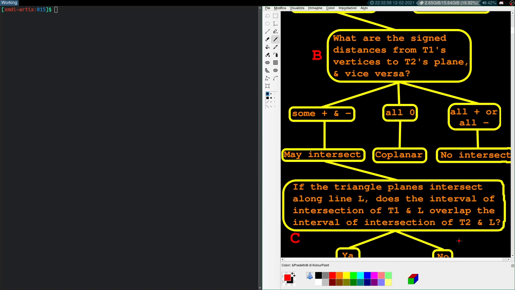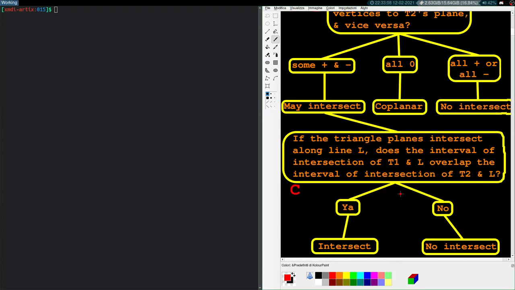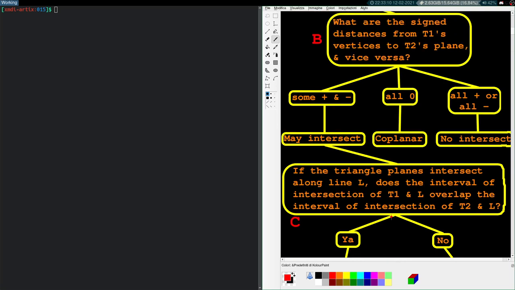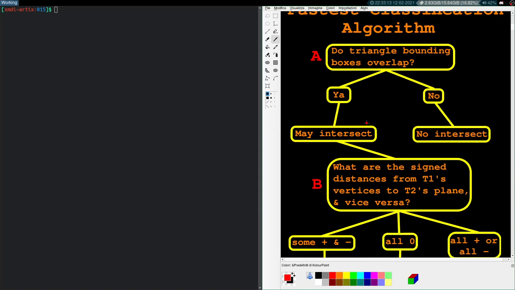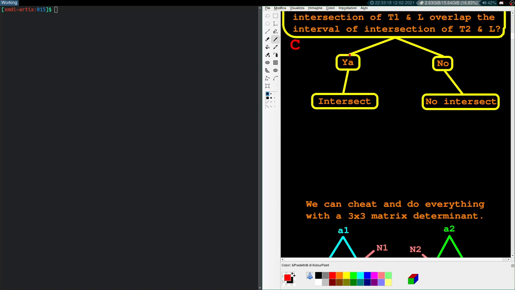And these three steps are set up in a way that you can filter out most of the cases with the least amount of operations. So you do A first, then B, and then C, because C is the most involved, B is the next most involved, and A is the easiest. So that's why you do A, B, and C in that order.